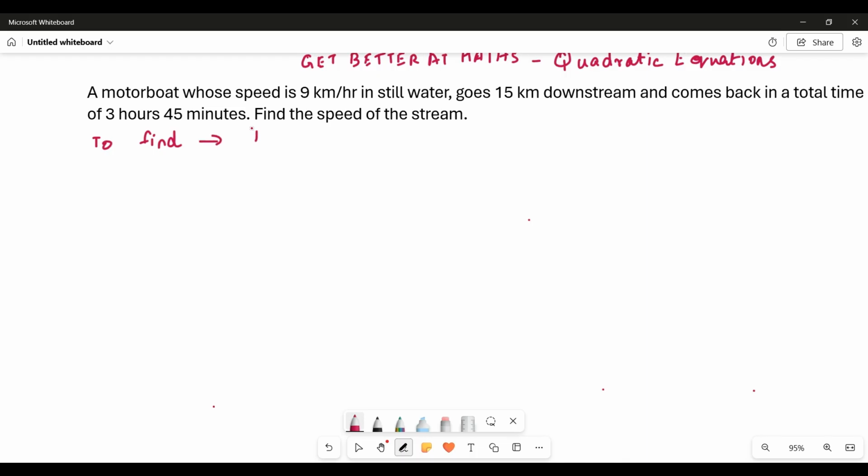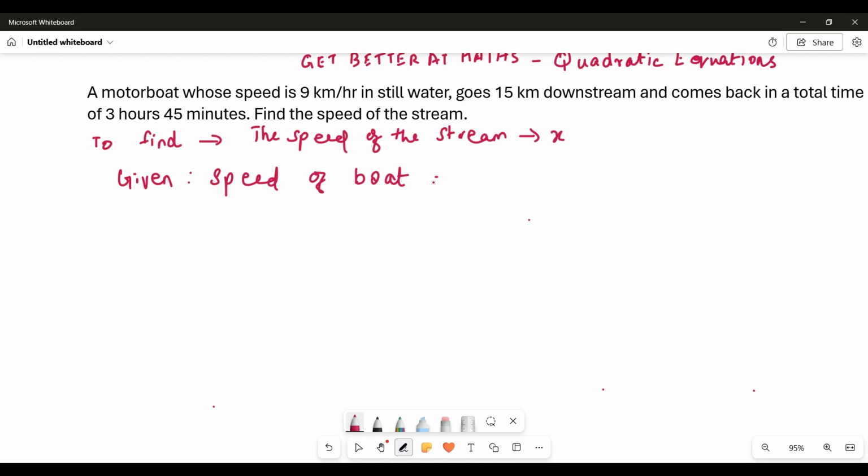To find the speed of stream, let us name it as x. Given: a motorboat whose speed is 9 km per hour in still water. So given is the speed of the boat. Speed of boat in still water is nothing but the speed of boat. Speed of boat is 9 km per hour, and it goes 15 kilometers downstream. So the distance traveled is 15 kilometers.